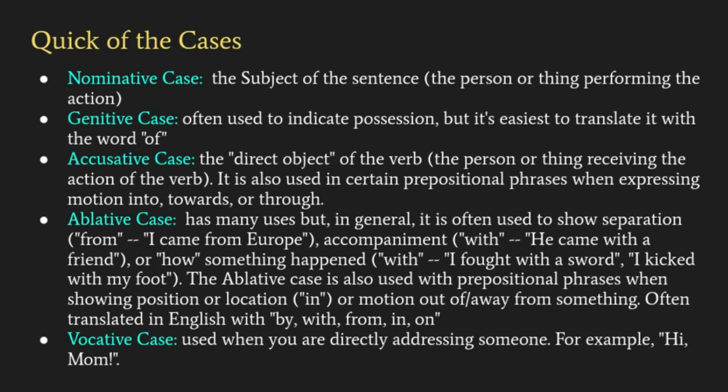The other case that you've seen is the ablative case, and this has a lot of different uses, but in general, it's usually showing how something happened or maybe showing separation or accompaniment. We're going to dive into this a lot more in later chapters, but you've at least seen enough of the ablative to try to categorize its different uses. The one that we've seen the most often is with prepositional phrases, which is at the bottom of this paragraph. So when you're trying to show position or location or motion out of or away from something. And again, in general, the easiest way to translate the ablative, the most common, is by, with, from, in, on.